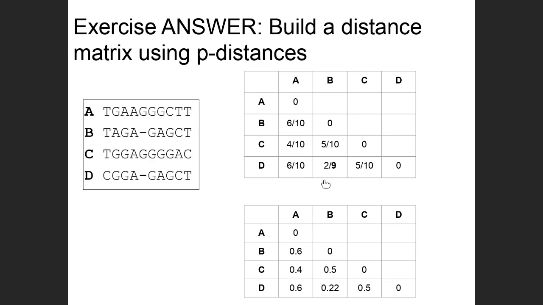The one tricky one is this one, which is B and D, because B and D only have up to 9 nucleotides that you're comparing. So they have two differences over 9. And then the matrix on the bottom I have the same as these. It's just that it makes it easier because, is it 4 tenths greater or lower than 2 9ths? So then we write them as decimal points, so that way you can see.